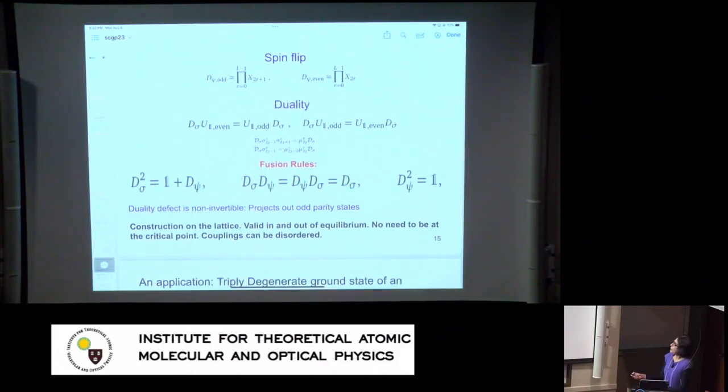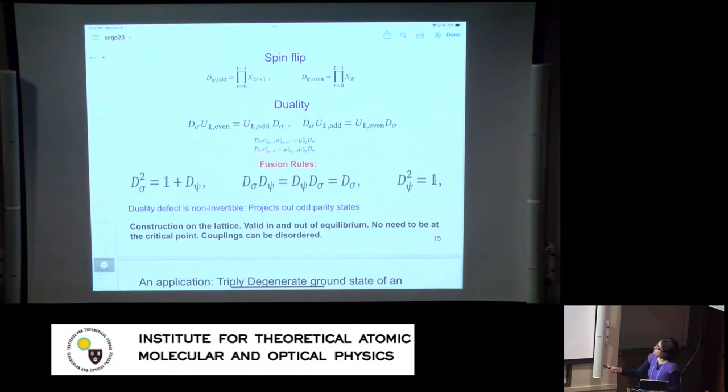So now let me go back and tell you more about this duality defect. The spin flip defect is just a product of Pauli X, which is already known. But the duality defect, I explained to you what it does to a state, but when it acts on an operator, it literally does this transformation. It takes the product of the sigma z operators on the odd sites and gives you a Pauli X matrix on the even site. And it takes a Pauli X matrix on the odd site and gives you a product of the ZZ spins on the even site.